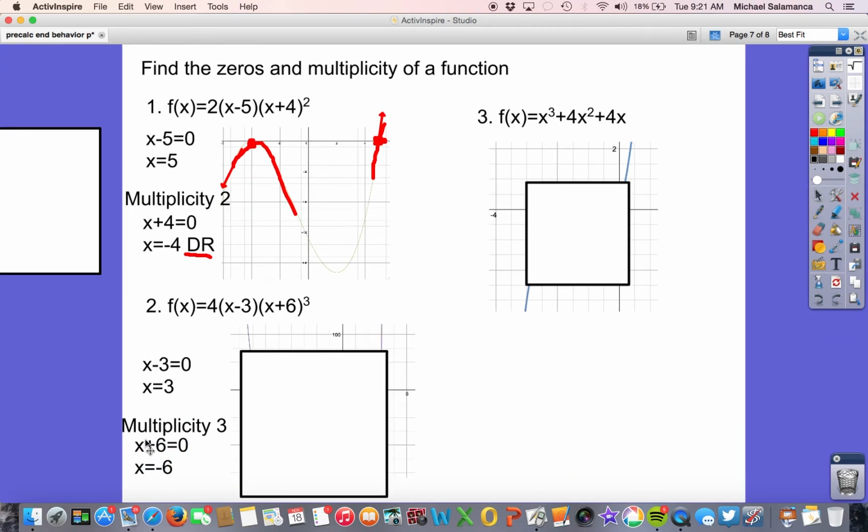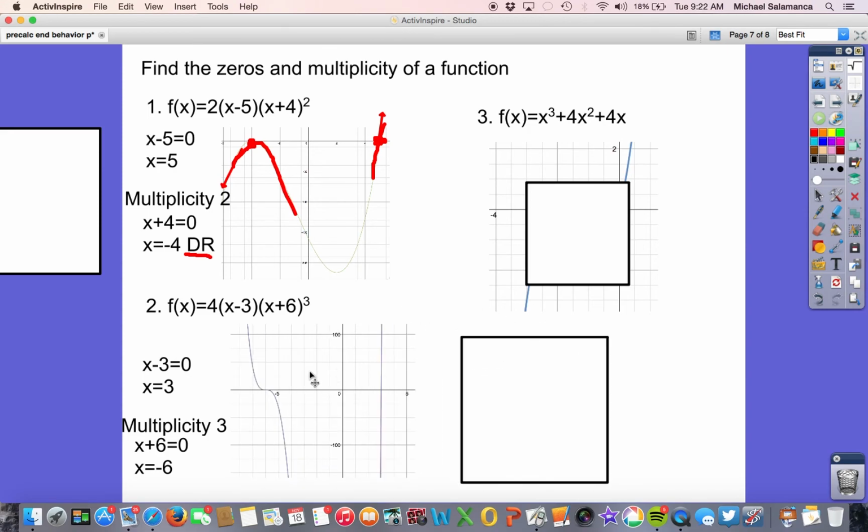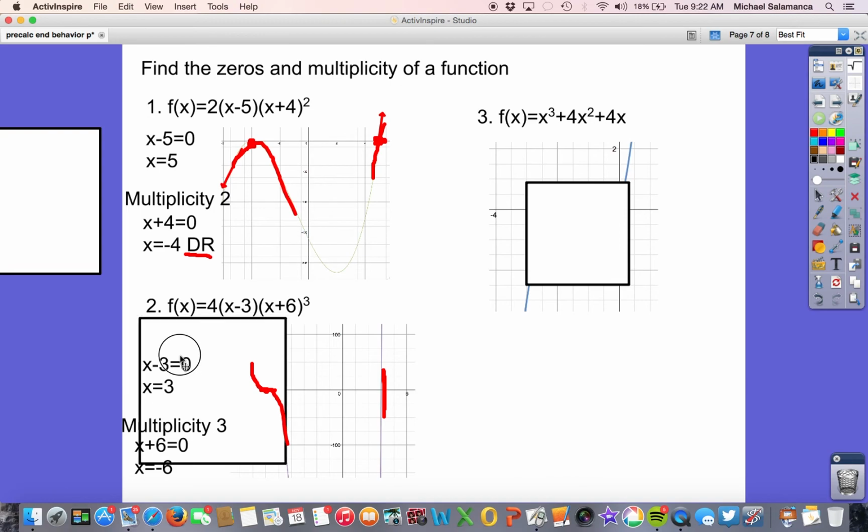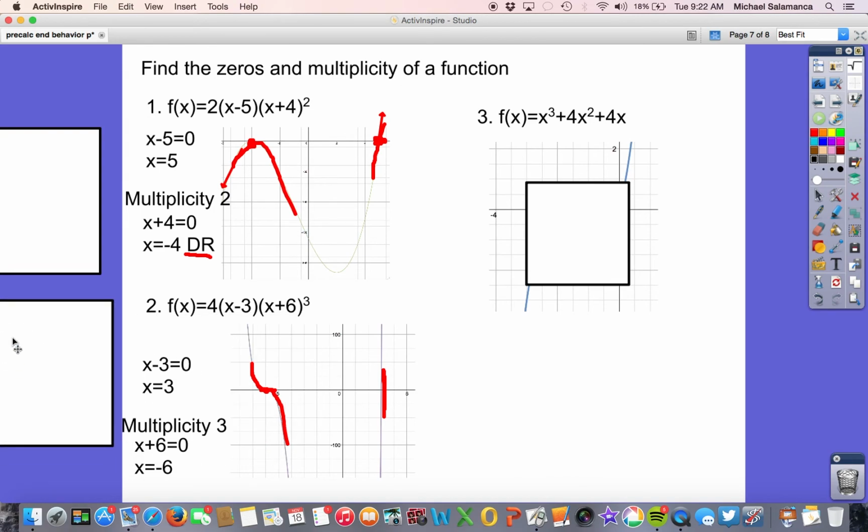So if a single root goes through the line and a double root bounces back, what does a triple root do? So when we do this, we find that this thing, right around negative 6, it kind of stays flat. So it goes down and it lays flat for a decent amount of time, and then it goes back down. And when we go through 3, it just crosses right through it. So that's how these graphs are affected. So you definitely want to write that down. Single roots cross right through the x-axis, double roots bounce, and triple roots lay flat.